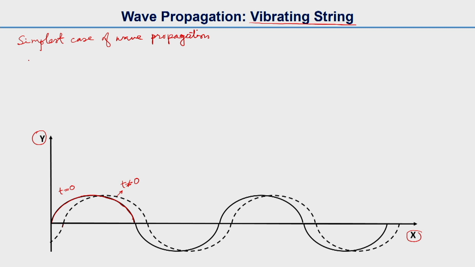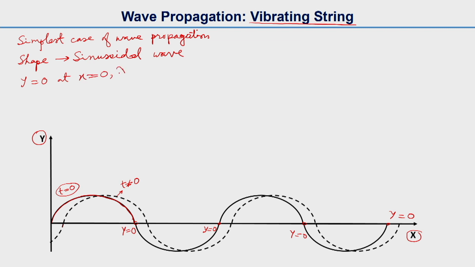So basically the shape of the wave, we are taking the simplest one, the sinusoidal wave. As you can see, we are talking about t equal to 0. The wave position at t equal to 0 has y equal to 0 at these positions. That means y equal to 0 at x equal to 0 or x equal to lambda by 2, that we already know.